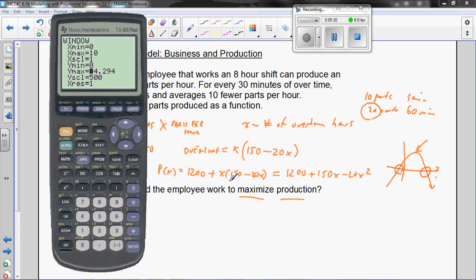How far up is it going to go? Well, I see that if there's 0 hours overtime, we're making 1,200 parts. So let's go a little bit above that. Let's go to 2,000, say. Up by 500, so that looks okay. And I'm going to press graph.